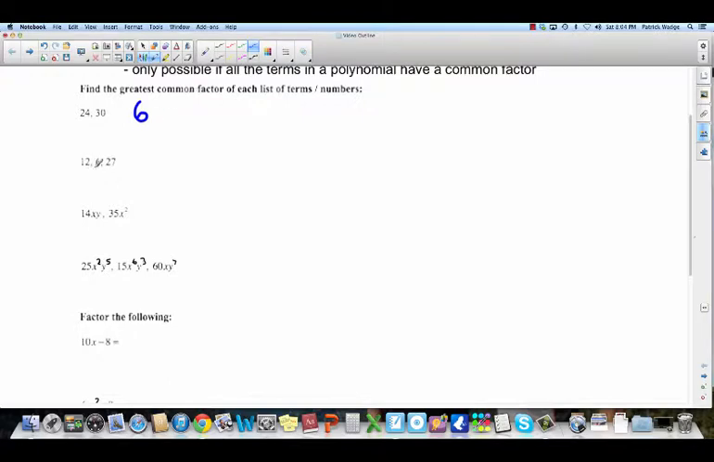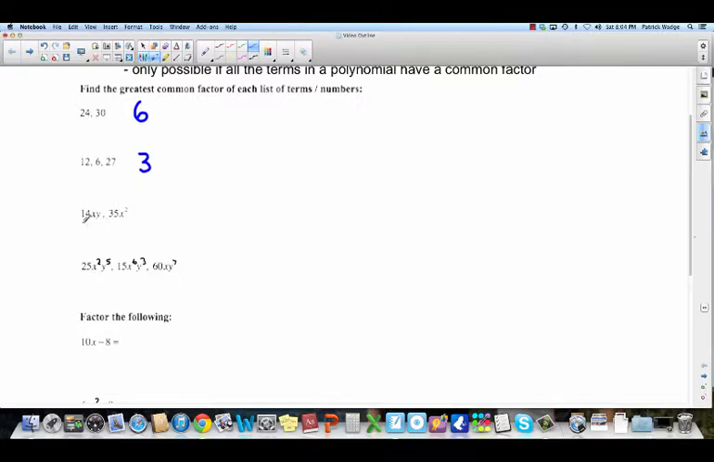Here's 3 numbers, 12, 6, and 27. What's the biggest number that goes into all those? 3 is the biggest that goes into all those. Okay, now here's something new, what we haven't done before. Now we have x's and y's. How do you get the greatest common factor here?